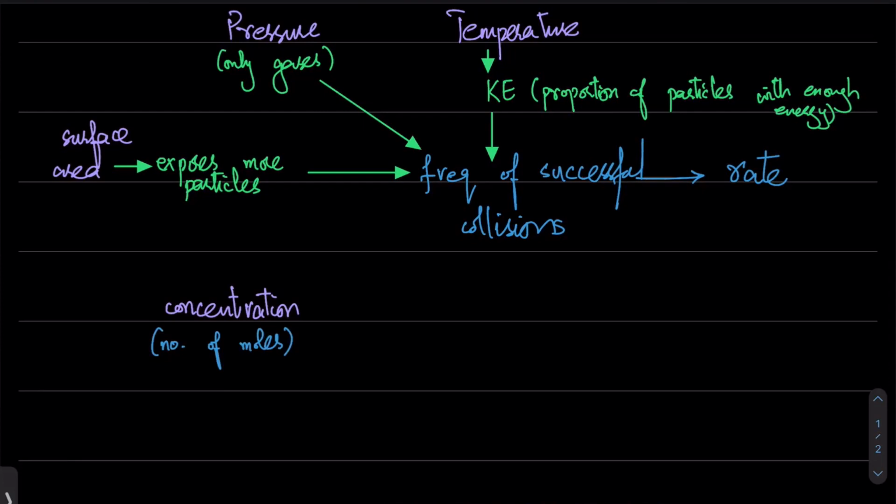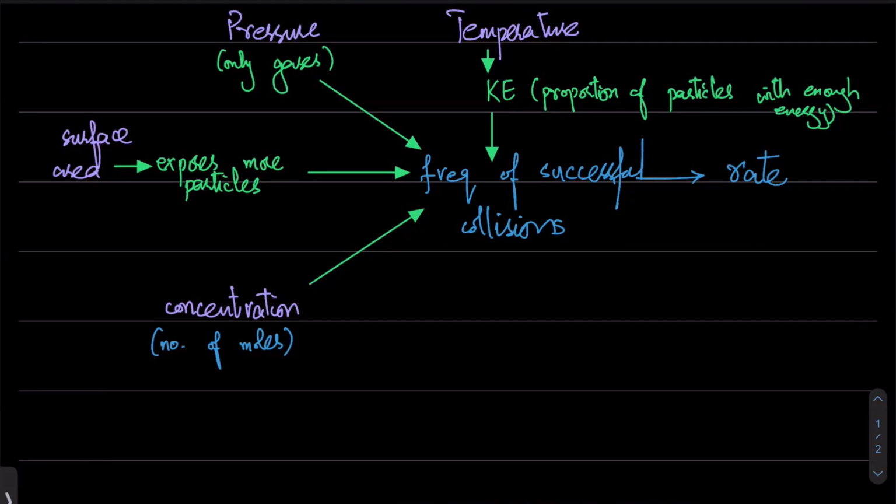So it's technically the number of moles that affect the collision, but time को concentration से फर्क पड़ता है. अभी मैं बताता हूँ कैसे. So it increases the number of particles, so that increases the frequency of successful collisions.